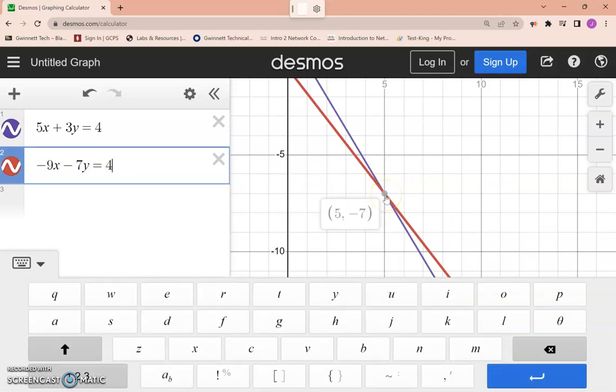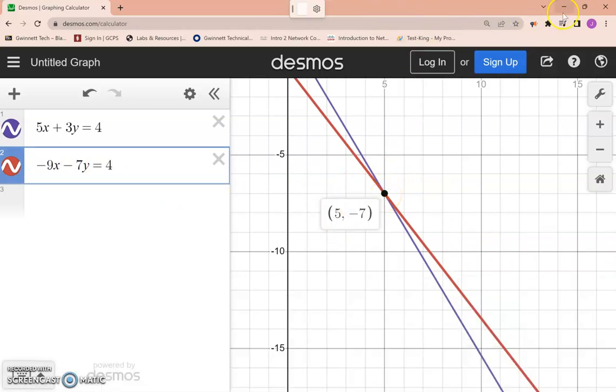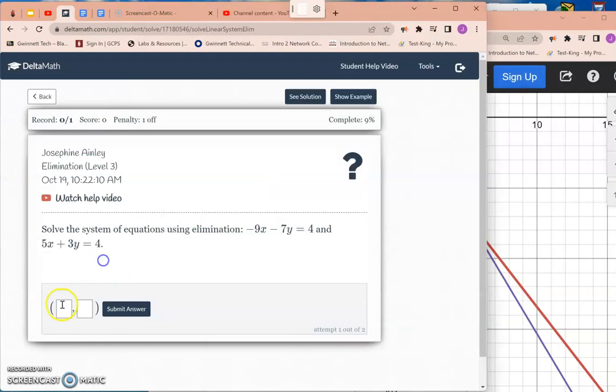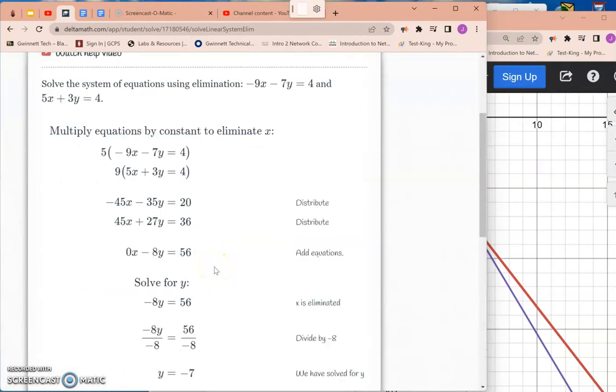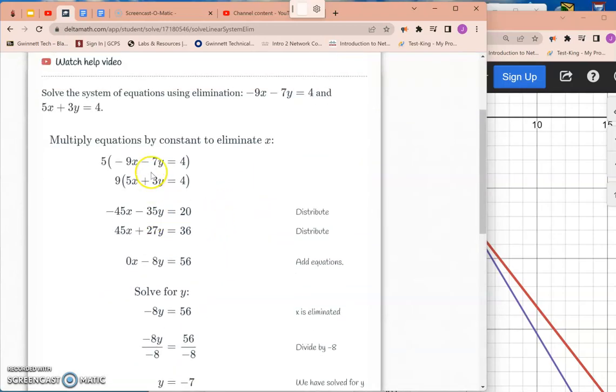I get the dot. Okay, so (5, -7) is my solution. So (5, -7). Okay, and I'm going to get this wrong again so I can show you real quick how to eliminate. And remember, you could always use your alternate method as well, right?